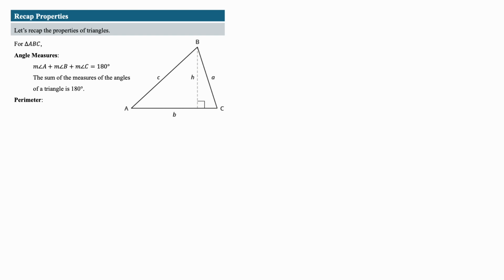Next, we are going to look at perimeter. So the perimeter is the lowercase a plus the lowercase b plus the lowercase c. So the perimeter is the sum of the lengths of the sides of the triangle, which is usually denoted by the lowercase letters. And finally, we're going to take a look at the area. So area equals 1/2 base times height, noting that b is the base and h is the height.